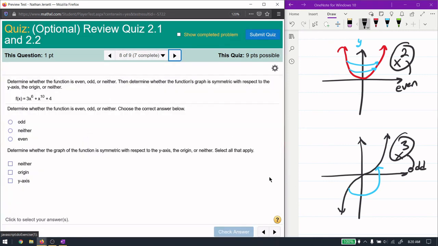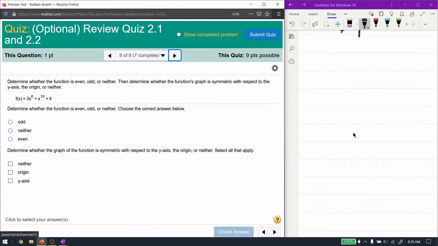Okay, we can also test symmetry not using the graph. We can use just the formula. And the way we do that is we just plug in -x and simplify. So f of x is 3x to the 6th plus x to the 10, and then plus 4. We're just going to plug in -x into the function and simplify.